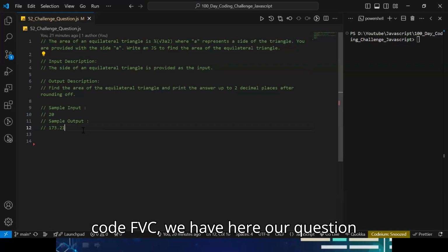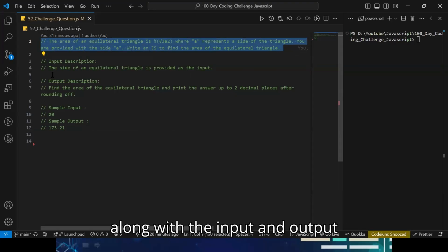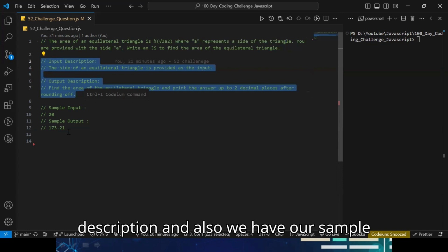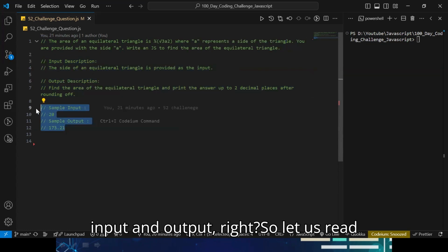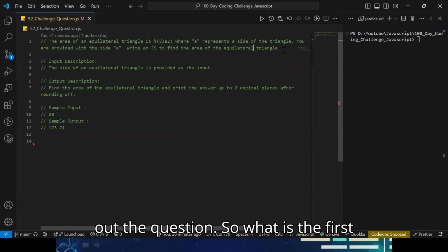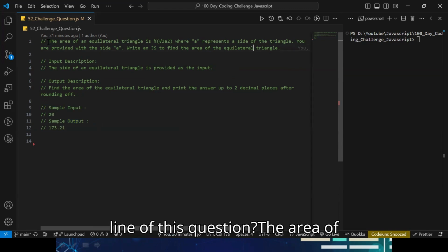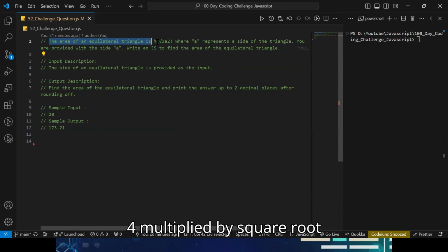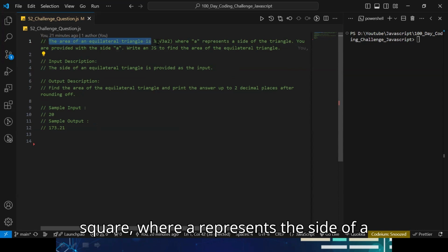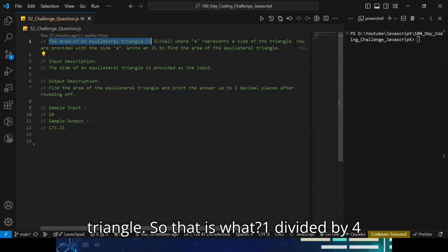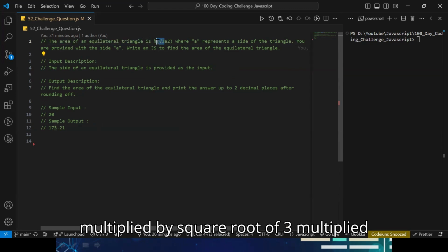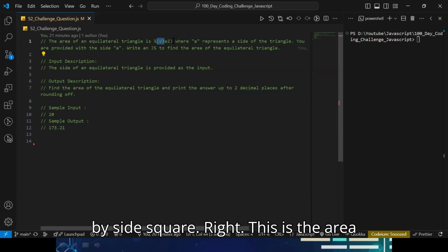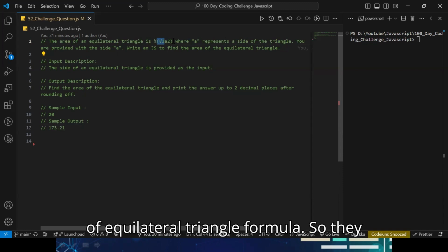In VS Code, we have our question along with the input and output description, and also our sample input and output, right? Let us read out the question. What is the first line of this question? The area of equilateral triangle is 1 divided by 4 multiplied by square root of 3 multiplied by a square, where a represents the side of a triangle. So that is 1 divided by 4 multiplied by square root of 3 multiplied by side square. This is the area of equilateral triangle formula.